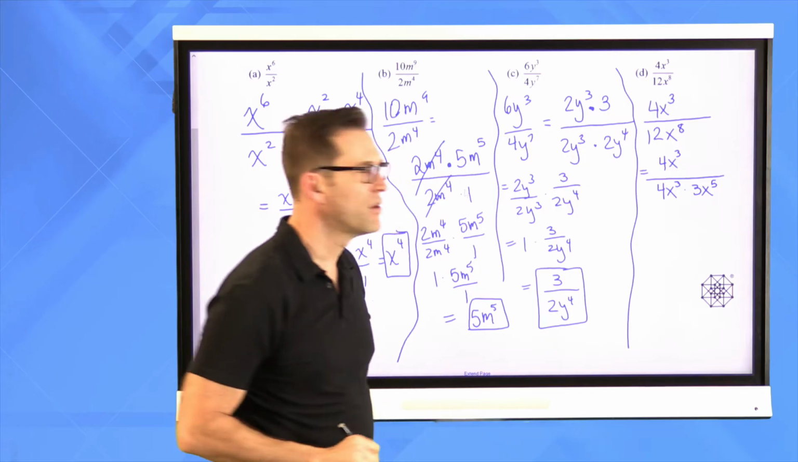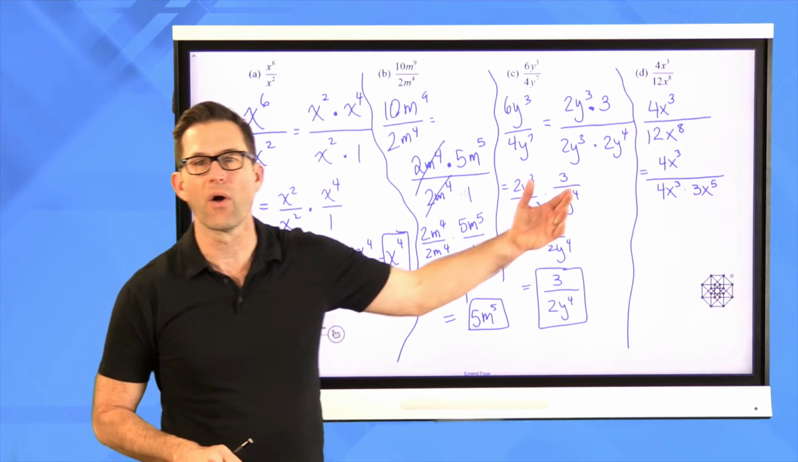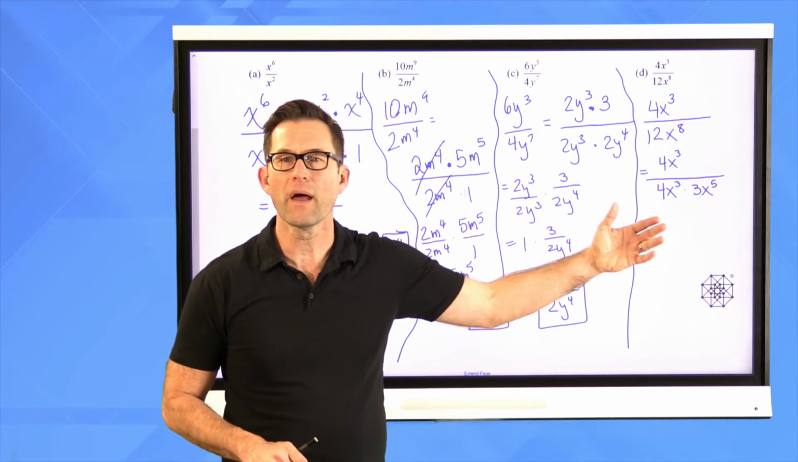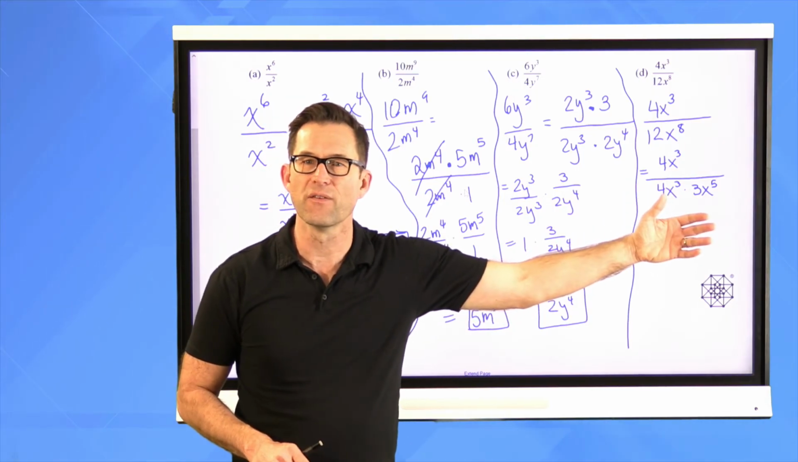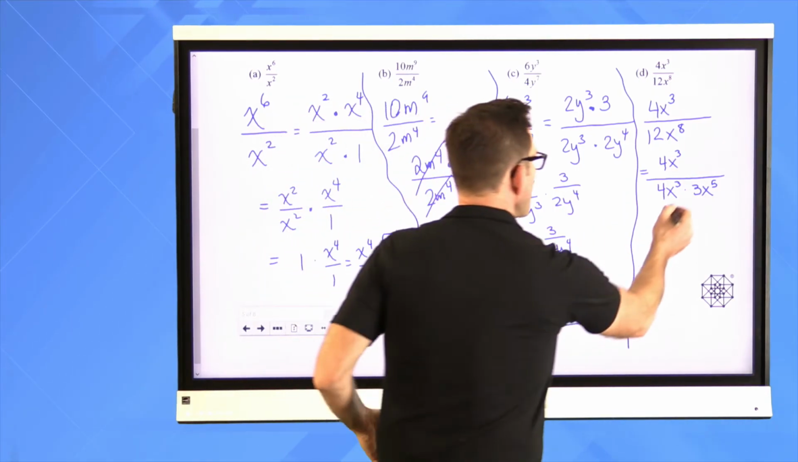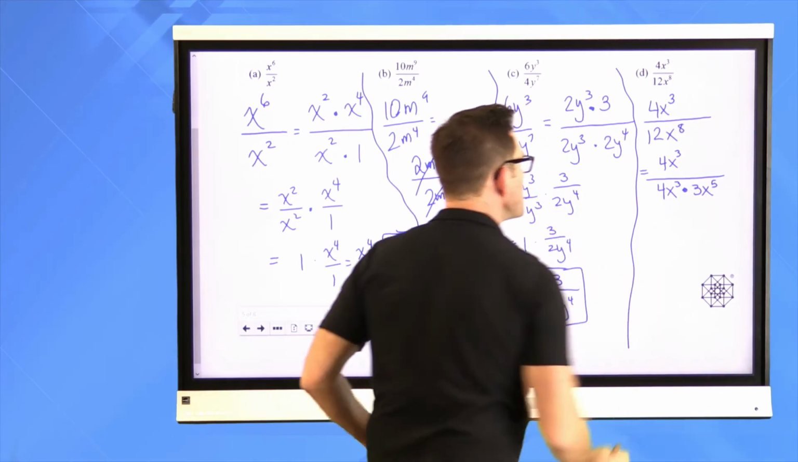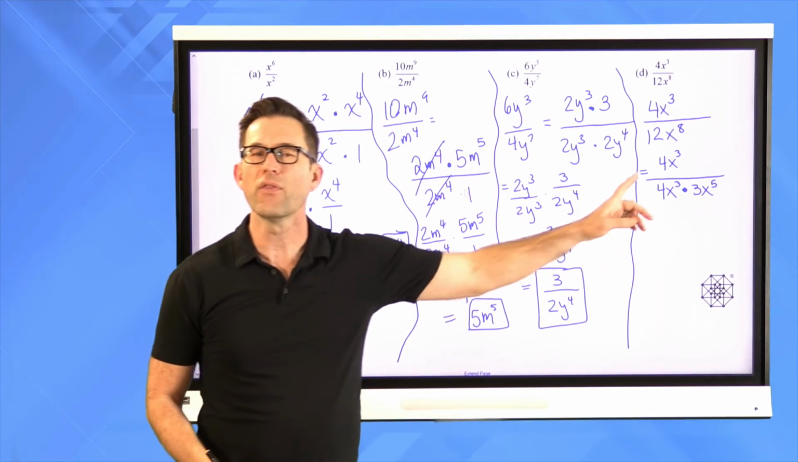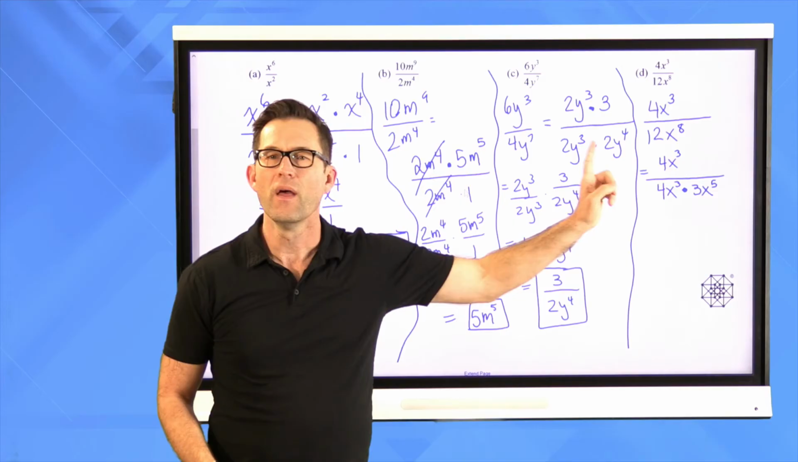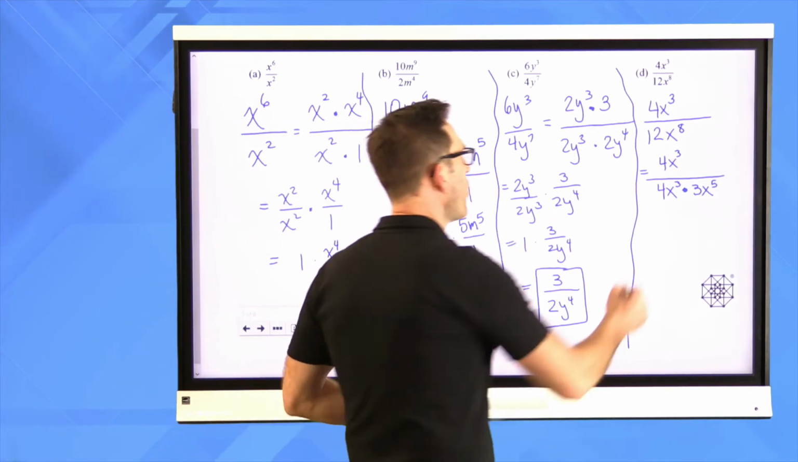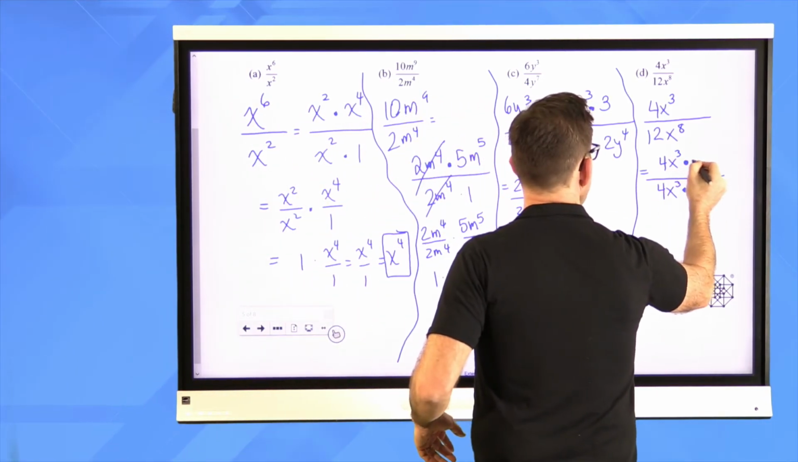Now let's take a look at that. The top hasn't changed at all. It's 4x cubed. The bottom, I have 4x cubed times 3x to the fifth. So it's kind of difficult to unmultiply these fractions when I don't have anything else in the numerator. That is where it's extremely important to think of it like this.